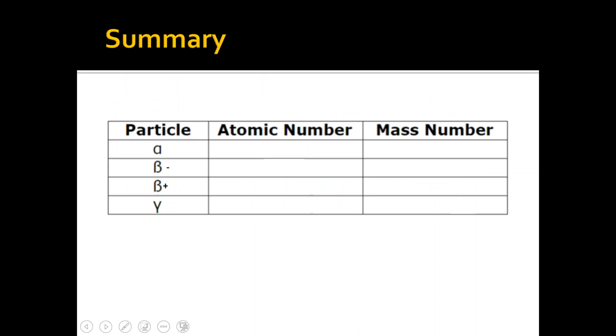So we left off on your answers. What did you guys get for what happens in alpha decay? What happens to the atomic number? -2. What happens to the mass number? How about for beta minus decay? +1. And mass number? Unchanged. For beta plus decay? This one is -1. Mass number unchanged. And in gamma, no change here, no change here.